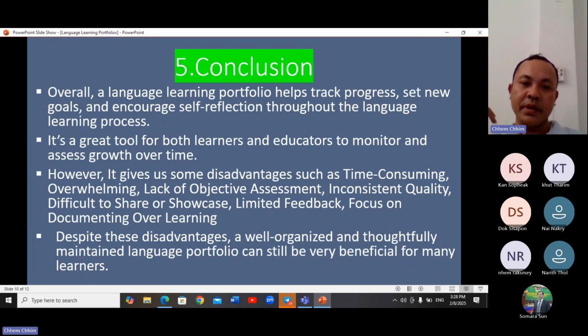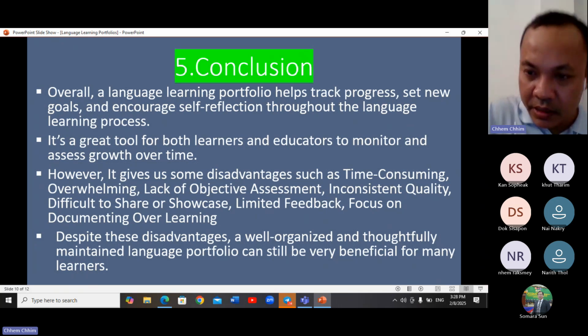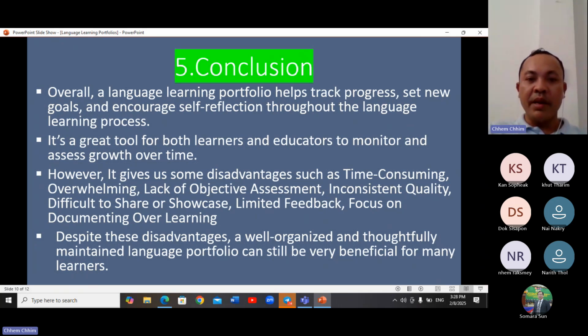However, it has some disadvantages such as time consuming, overwhelming, lack of aptitude assessment, inconsistent quality, difficult to share or showcase, immediate feedback, and focus on documented work over learning. Despite these disadvantages, well organized and sharply managed language portfolios can be very beneficial for many learners.